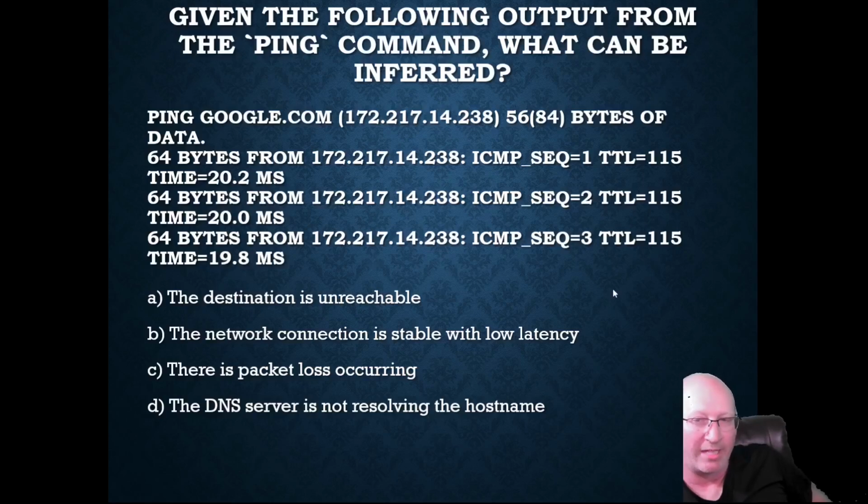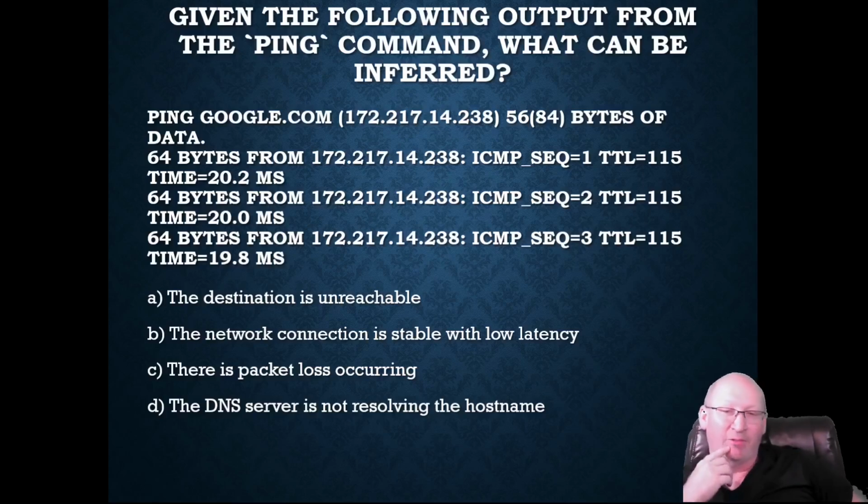So we're not seeing too much in here, but what does it all mean? Does it mean the destination is unreachable? Well, absolutely not. The destination is reachable. We're receiving ICMP replies back from it. We're receiving a response back from google.com. And since we are, it is obviously reachable.